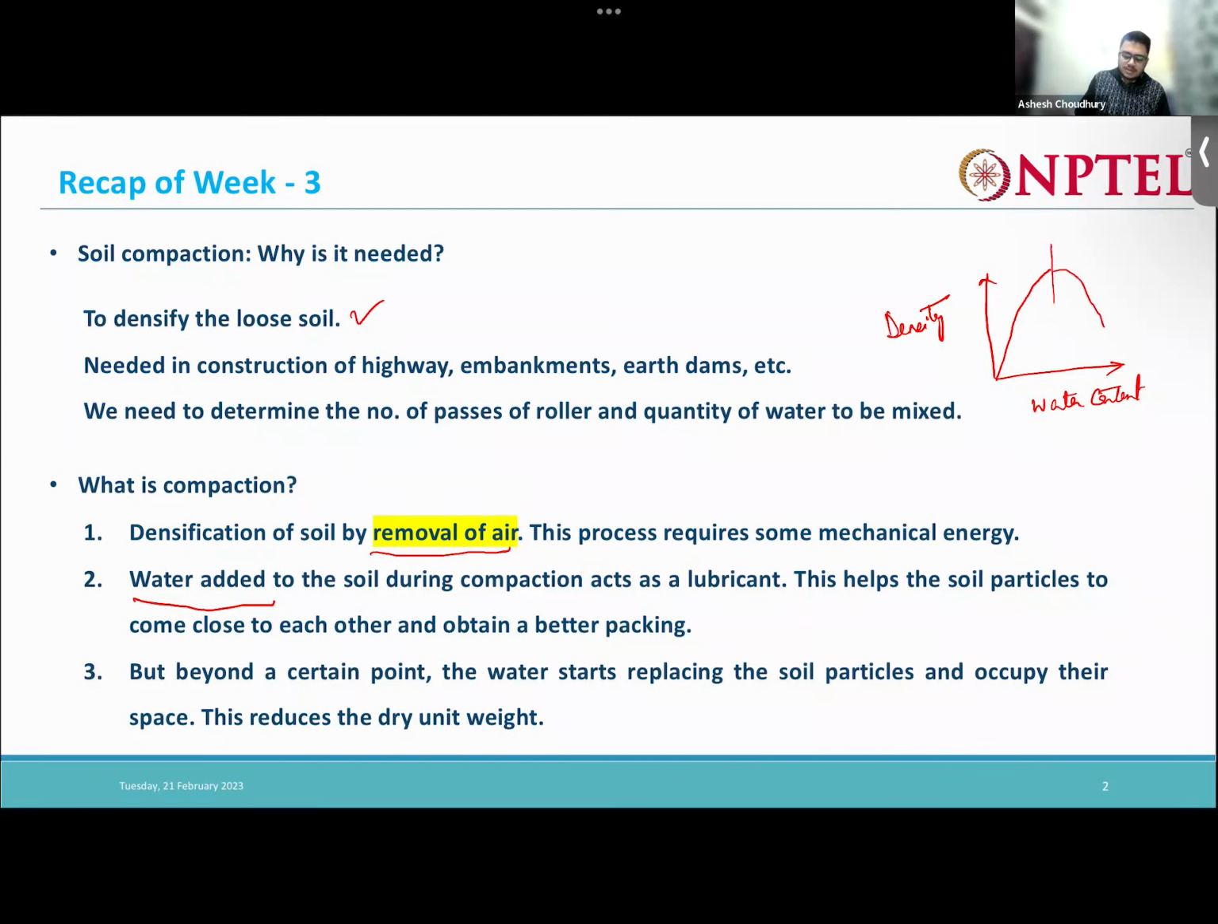This happens because the water particles continue replacing the soil particles. Say you have a certain fixed volume, and in this volume you have some soil particles like this.